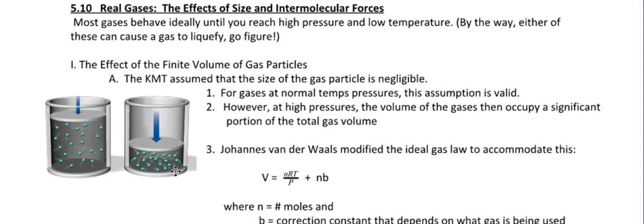So it says for gases at normal temperatures and pressures, all right, this is true, okay? But at high pressures, again, the volume of the gases then occupies a significant portion of the total gas volume, and no longer is that size negligible. Johannes van der Waals, my hero, modified the ideal gas law to accommodate this. So you notice we're talking about volume, so we divided both sides by P, so now we have nRT over P, and here is this correction factor.